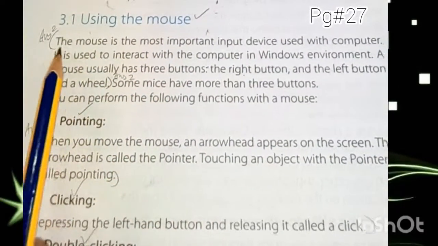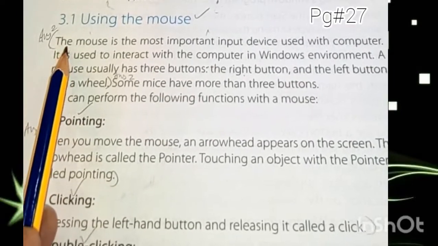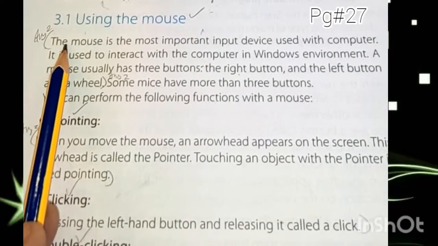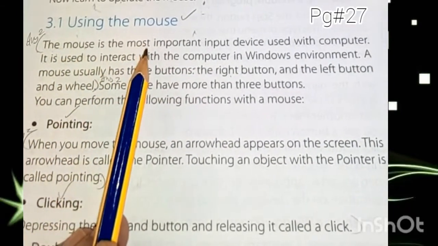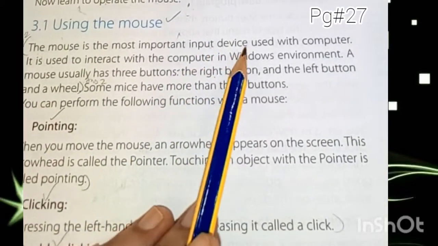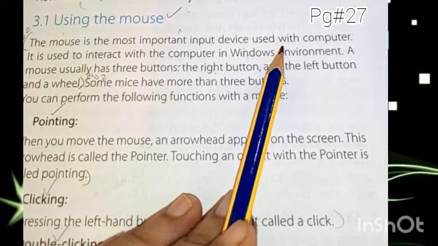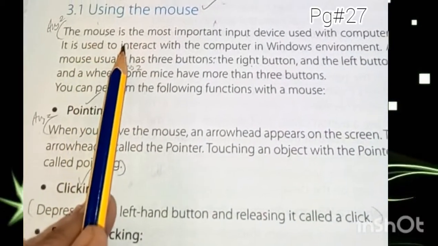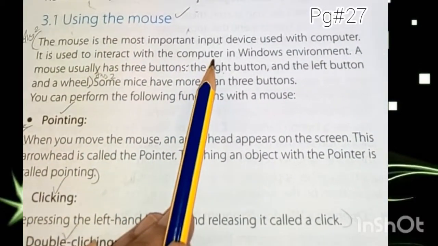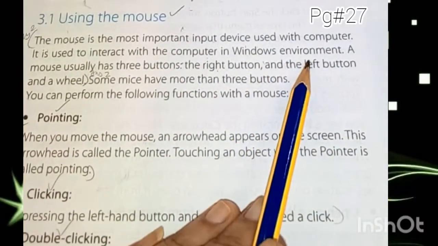So first of all, I will tell you what is mouse. All of you know the mouse is the most important input device used with computer. It is used to interact with the computer in Windows environment.